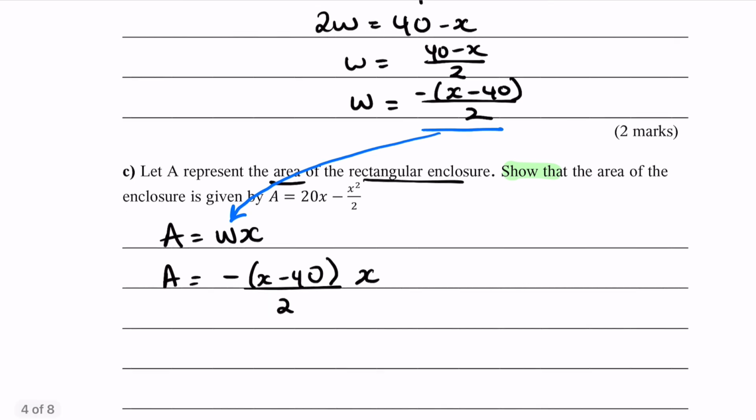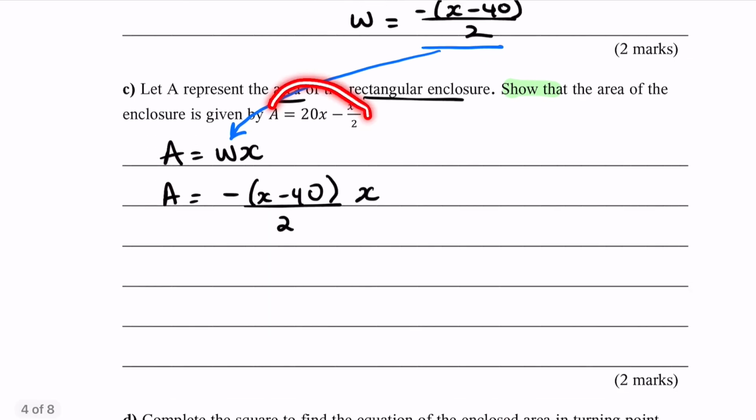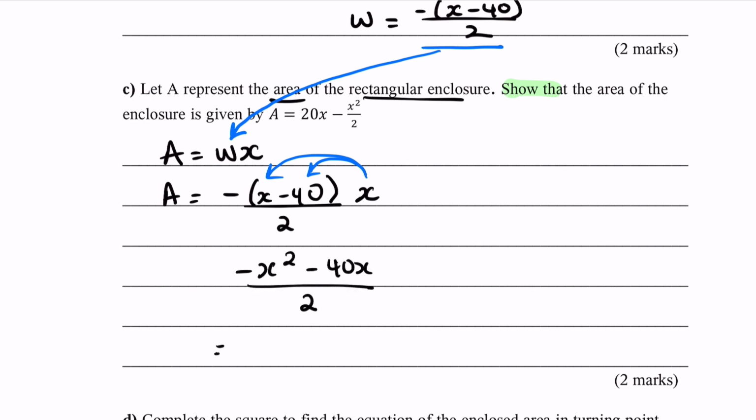Okay, and what we're going to do now, again, we have to make it look like this, is we're just going to expand. So I'm going to expand that in. So that'll be negative x squared minus 40x all on 2. And then I'm just going to rearrange to make it look a little bit better. So negative x squared on 2, I'm going to split up the fraction.